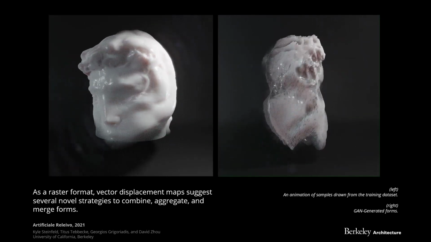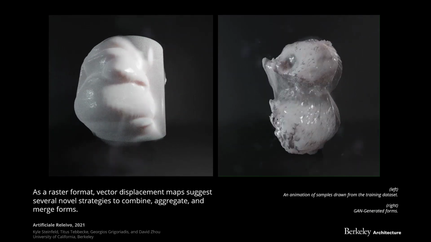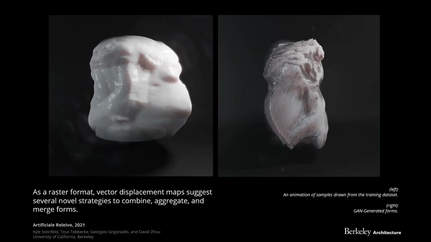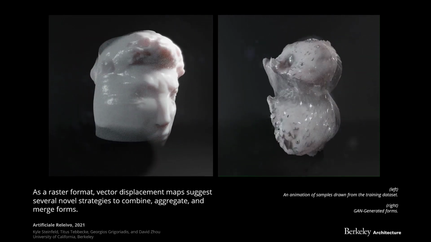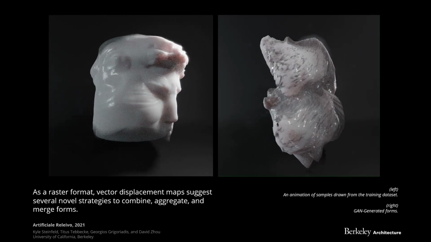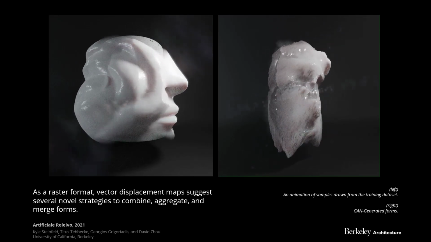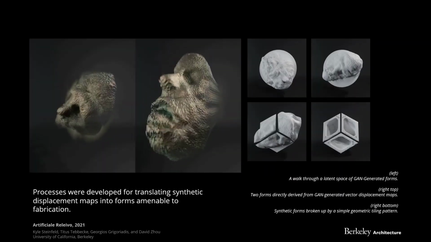As our neural net was training, we developed certain strategies to combine, aggregate, and merge forms. Here we see one such application. The image on the left is not synthetic and instead uses a number of samples from our training set to show how vector displacement maps can be combined. On the right, two GAN-generated forms are shown, each related to a distinct latent walk. Recognizable features and symmetries appear, only to be disrupted as these twins slide apart and merge into one another.